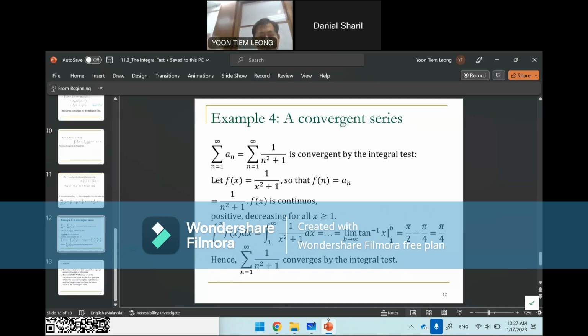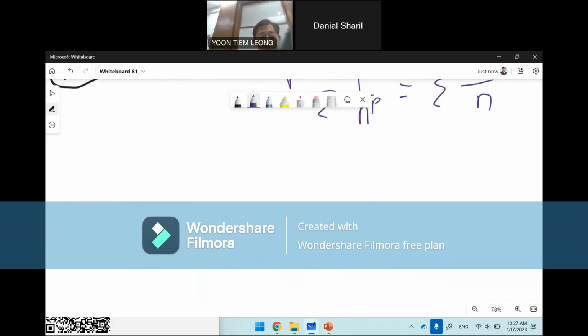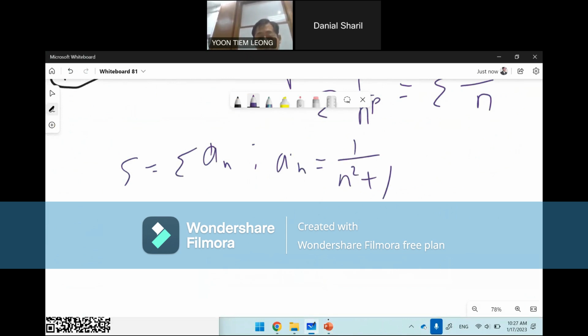Okay, so this is another example. It's very simple. You have this question of a series, a_n, where a_n is 1 over n squared plus 1. And you ask this question: is the series, the summation of the term a_n, where a_n is 1 over n squared plus 1, convergent or not? So you have to look at this and then come up with your own test. Up to now, we only learned one test, which is the integral test. Of course, you will use the integral test to obtain the convergence or divergence of this series.